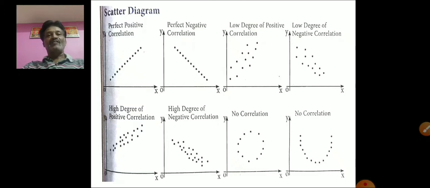So this is the way we study the relationship between variables with the help of a diagram. That diagrammatic study of correlation is called the scatter diagram method. Scatter diagram.